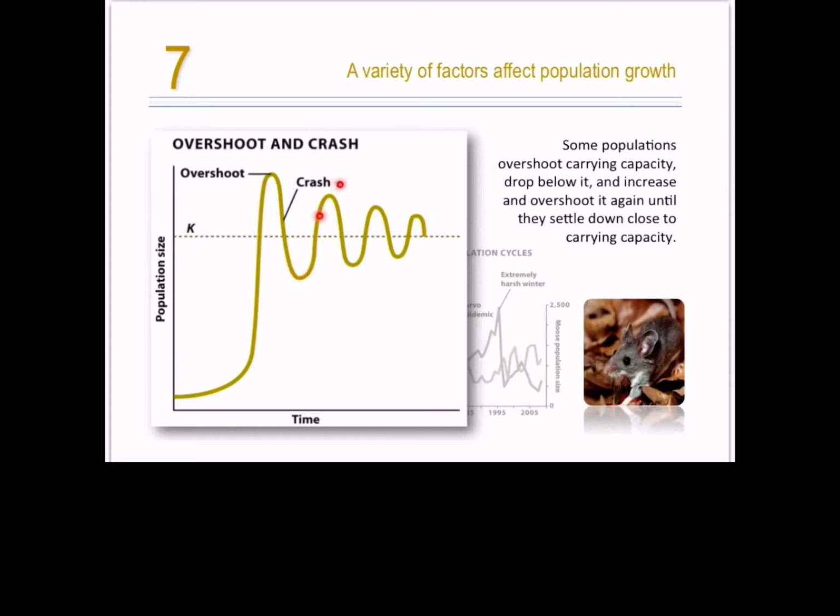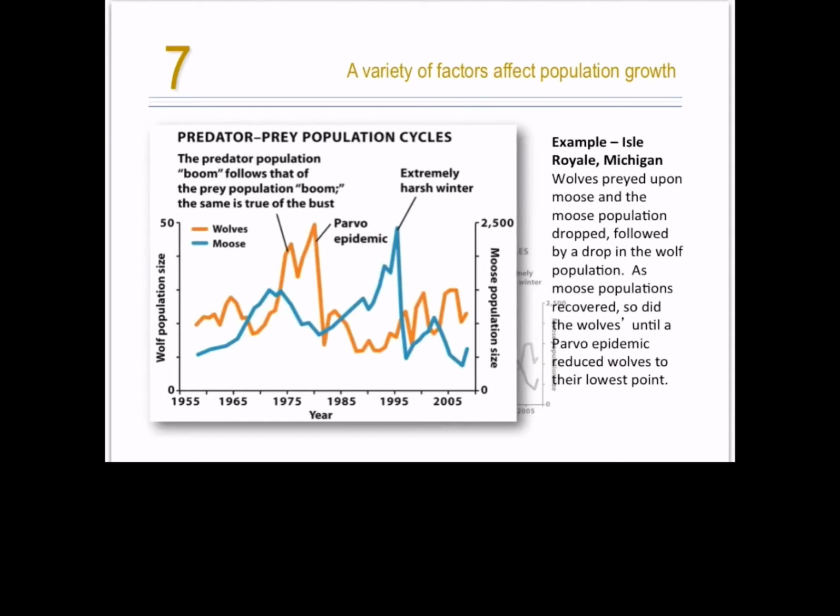You can also observe predator-prey cycles. This is a good example from Isle Royale, Michigan, where you're looking at the wolves and moose populations. So you have predator and prey here. The moose populations are shown in blue, and the wolf populations over time are shown in orange. The dates go from 1955 till about present day. And you can see that as you have an increase in the moose population, you have an increase of the wolf population followed slowly behind.